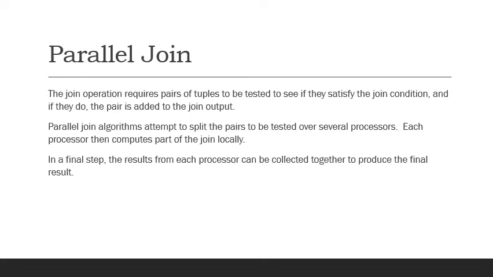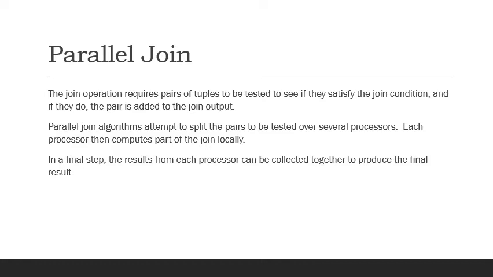Next, let's see parallel join. The join operation requires that the system test pairs of tuples to see whether they satisfy the join condition. If they do, the system adds the pair to the join output. Parallel join algorithms attempt to split the pairs to be tested over several processors. Each processor then computes part of the join locally, then the system collects the results from each processor to produce the final result.